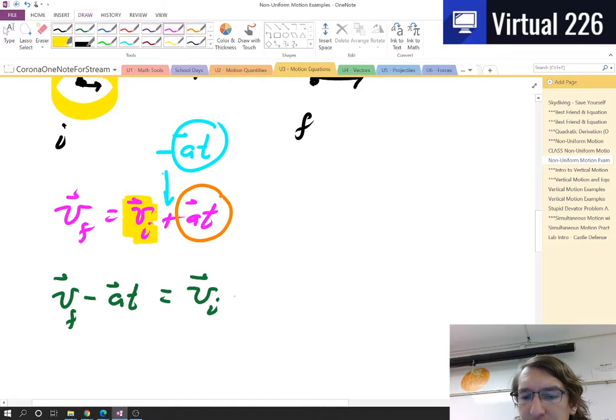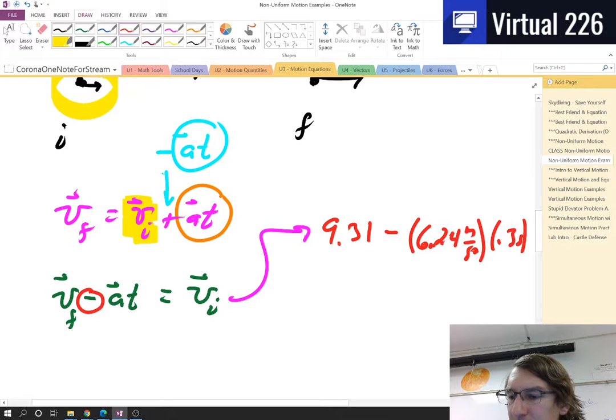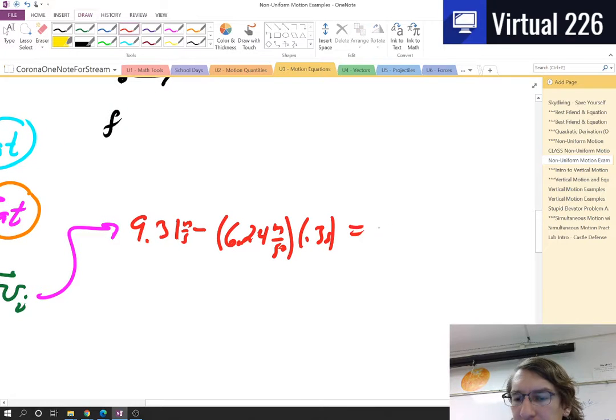Our final velocity was 9.31 minus, and that minus is due to the negative sign from the algebra, the acceleration of 6.24 meters per second squared, multiplied by a time of 0.3 seconds. This is nice because now everything will be in meters per second, and we can multiply and add it all together, and this will give us our initial velocity.